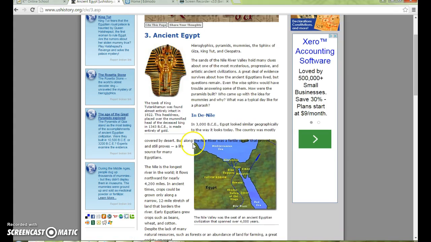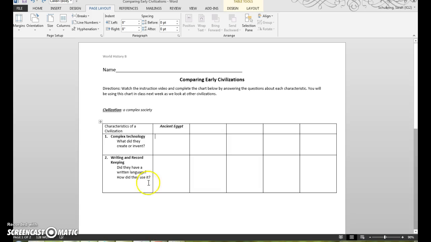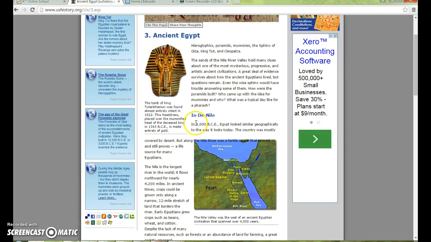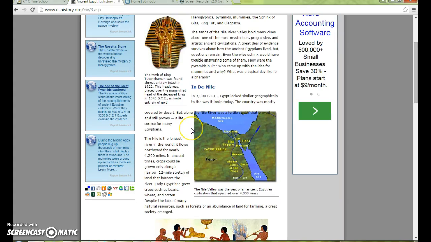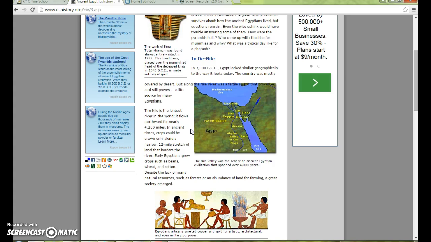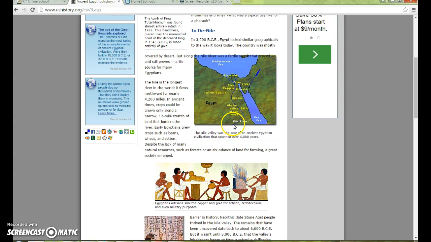As you start to scroll through here, let's take it one piece at a time. So let's start with complex technology. What did they create or invent? We'll do this one together. So about 3000 BC shows us a map of what ancient Egypt looked like. This would be a great map to use to find some of those cities, hint hint, and write them down. We know that it's along the Nile River. We're going to keep going through here.